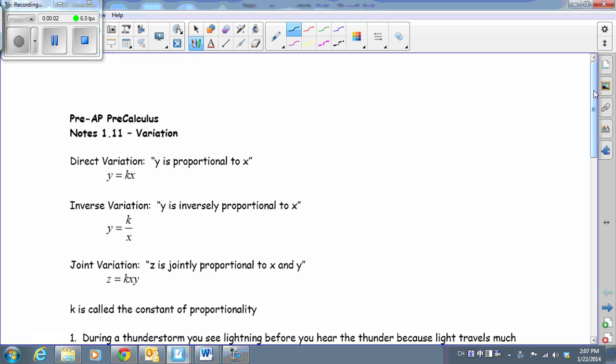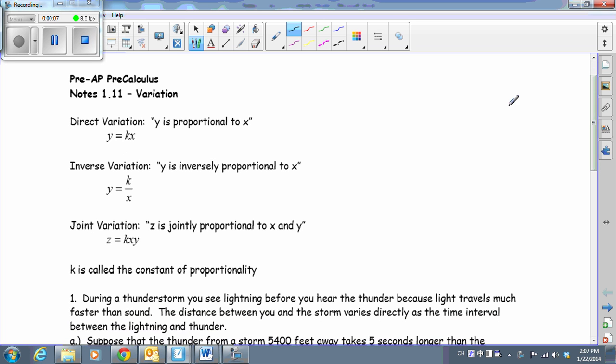All right, our 1.11 is over variation. We have three different types of variation. One of them is the direct variation. The next one is the inverse variation, and we have a joint variation.